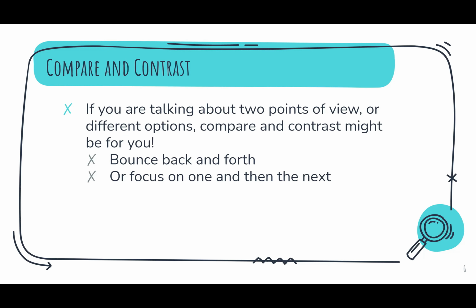Next, we're going to be speaking about compare and contrast. If you're talking about 2 points of view or comparing different options, compare and contrast might be for you. In an essay like this, you can bounce back and forth, talking about two things and comparing and contrasting them, and then talking about this next thing and comparing and contrasting. Or you can focus all on comparisons and then all the different ways they contrast for the paper as well. It's really up to you how you think about this.